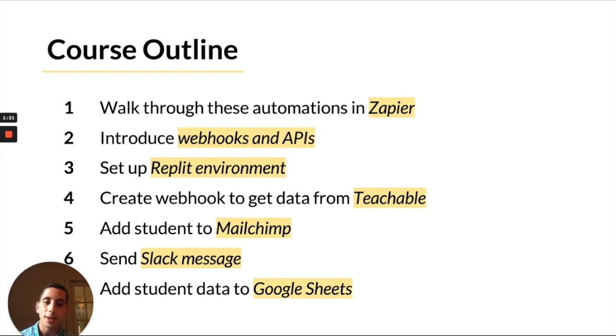We'll finally create a webhook, again talking through what a webhook is, to get that data from Teachable whenever a new student signs up. We'll add that student to Mailchimp. We'll send a Slack message. We'll add that student data to Google Sheets.